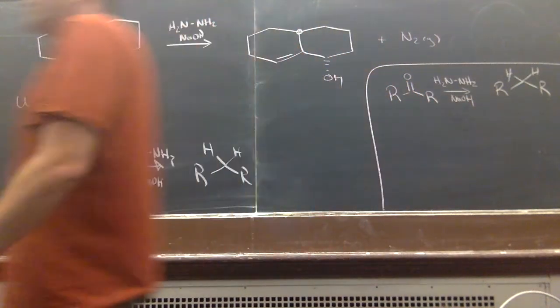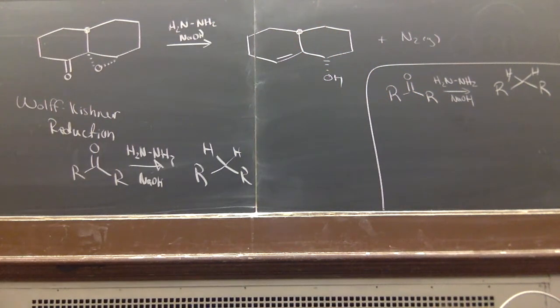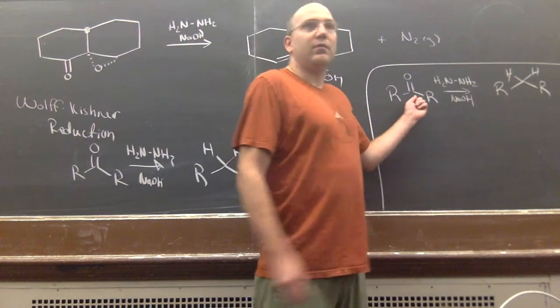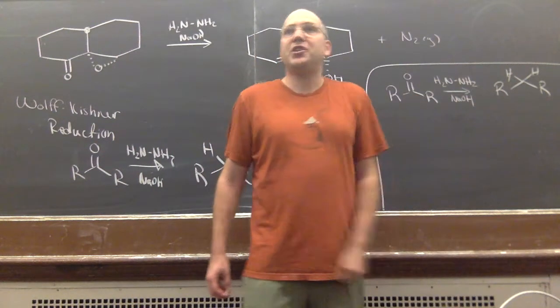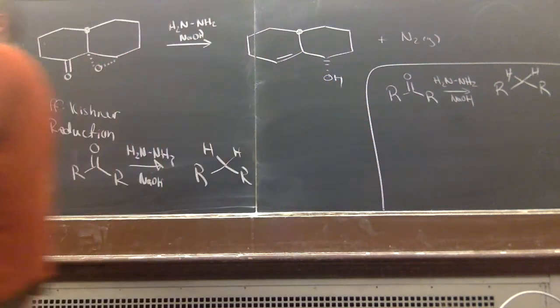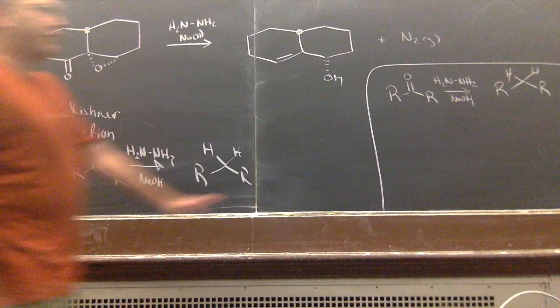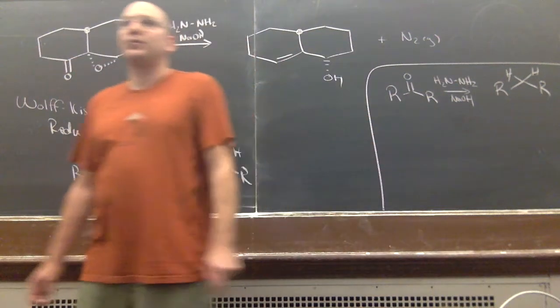we can try to go through this mechanism together. So what is the first step of the Wolff-Kishner mechanism? Maybe if you don't know the Wolff-Kishner mechanism, you look at what you have here and the reagent, and you think about some of the chemistry and the mechanisms of the reactions you've learned. What is likely to be the first step in this reaction?